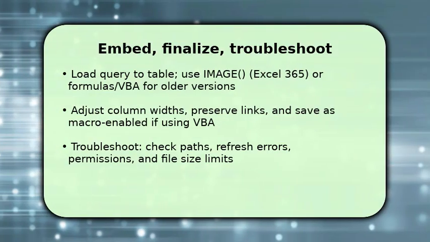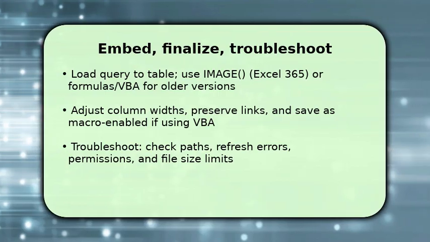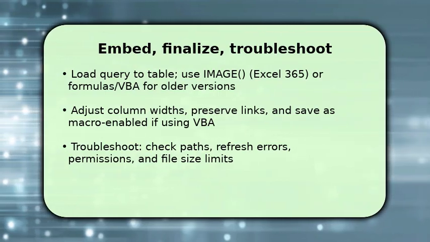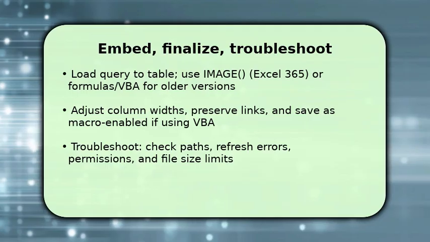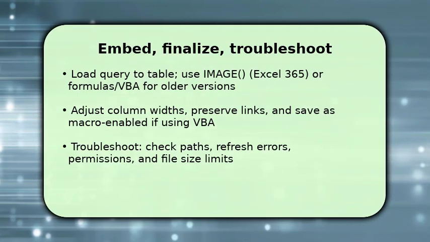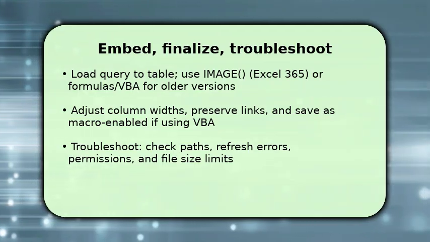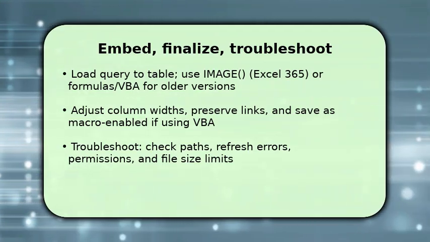You finish by loading the transformed query into an Excel table and placing images. Use the IMAGE function in Excel 365 for link displays, or run a short VBA routine to insert pictures for older versions. Once images appear, adjust row height and column width and save your workbook. Use macro-enabled format if you use scripts.